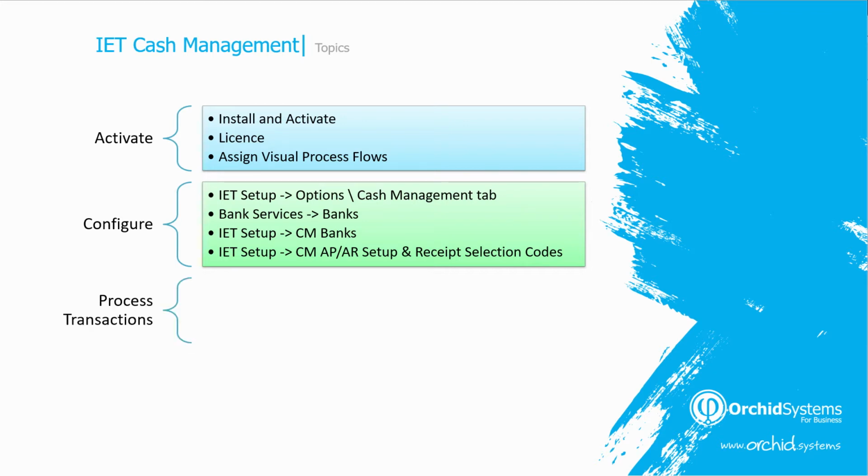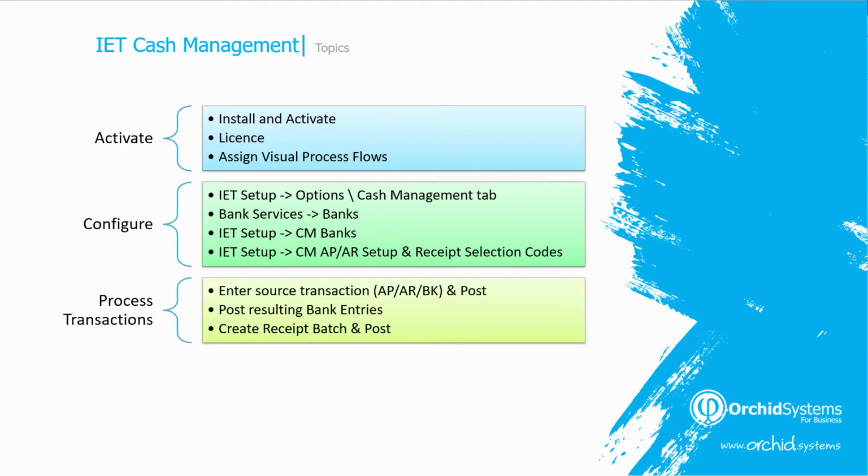Then we're going to go ahead and process transactions. We're going to enter the source transaction, be it a bank transfer, an AP payment, or an AR receipt, and post that and see the resulting bank entries and batches if required. And we're also going to look at using Create Receipt Batch to automate receipt processing.